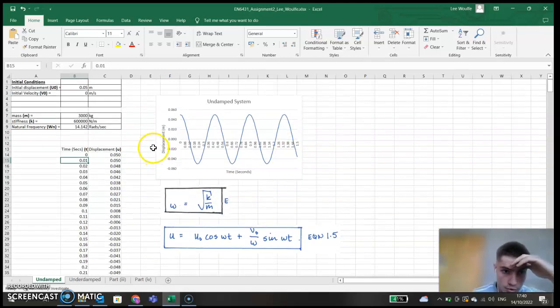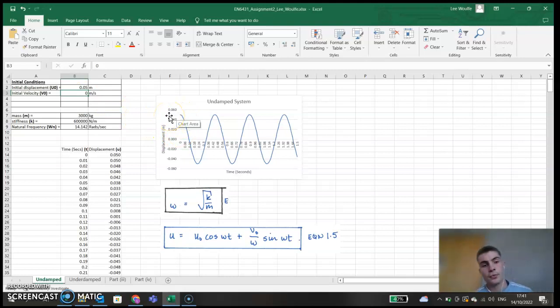I suppose that's just the undamped system. If we added a velocity here, it would change the amplitude. The initial displacement wouldn't be the maximum amplitude. It would actually change.